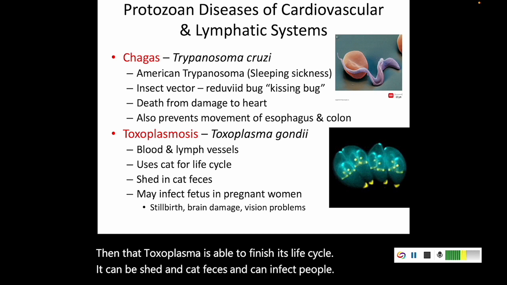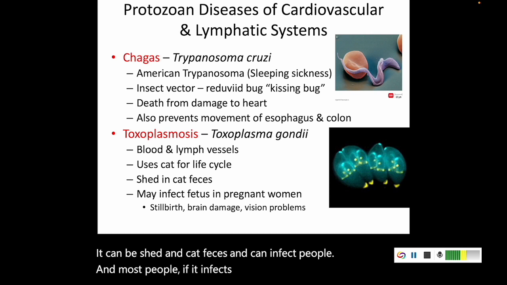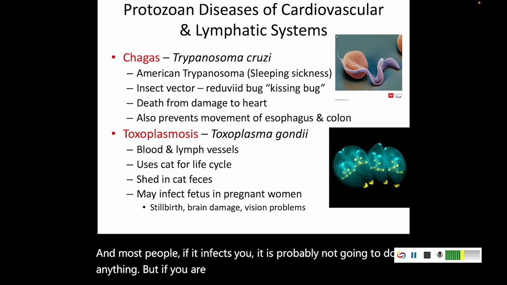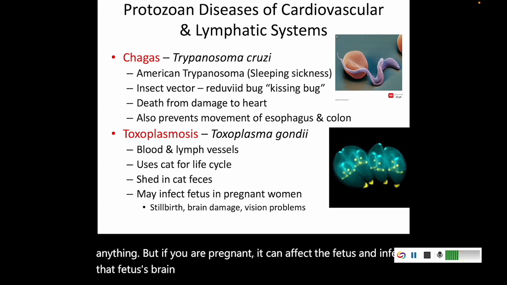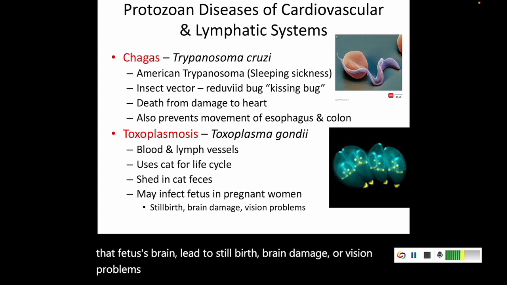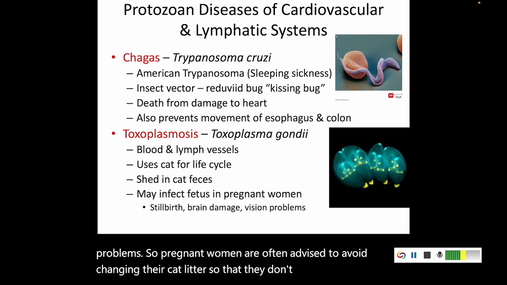In most people, if it infects you, it is probably not going to do anything. But if you are pregnant, it can infect the fetus and infect that fetus's brain, lead to stillbirth, brain damage, or vision problems. So pregnant women are often advised to avoid changing their cat litter so that they don't get in contact with Toxoplasma gondii.